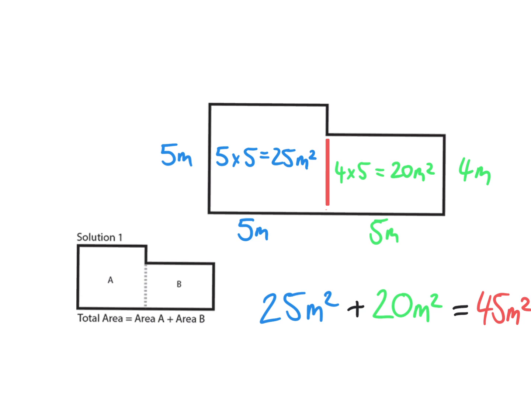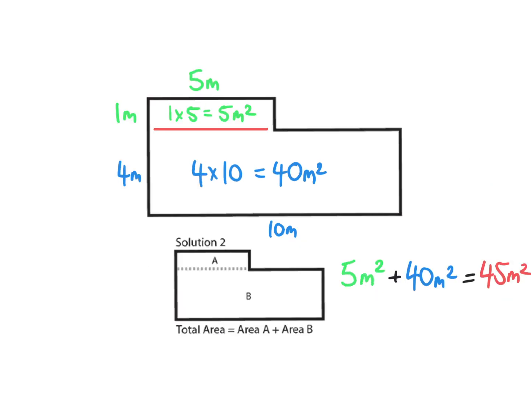In area B, we can see that we have an area of 5 times 4, 4 meters times 5 meters, which equals 20 meters squared. If we add the two areas together, 25 plus 20 equals 45 meters squared. So we know that this shape has an area of 45 meters squared because we're talking about the surface and the covering, so it's meters squared.